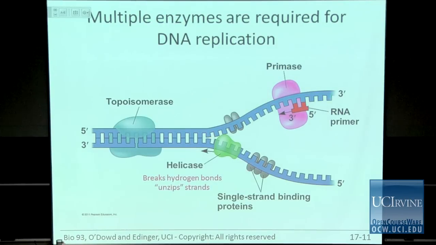So the first one here is helicase. Helicase breaks hydrogen bonds, and it unzips the DNA. So it pulls the two pieces of Velcro apart.